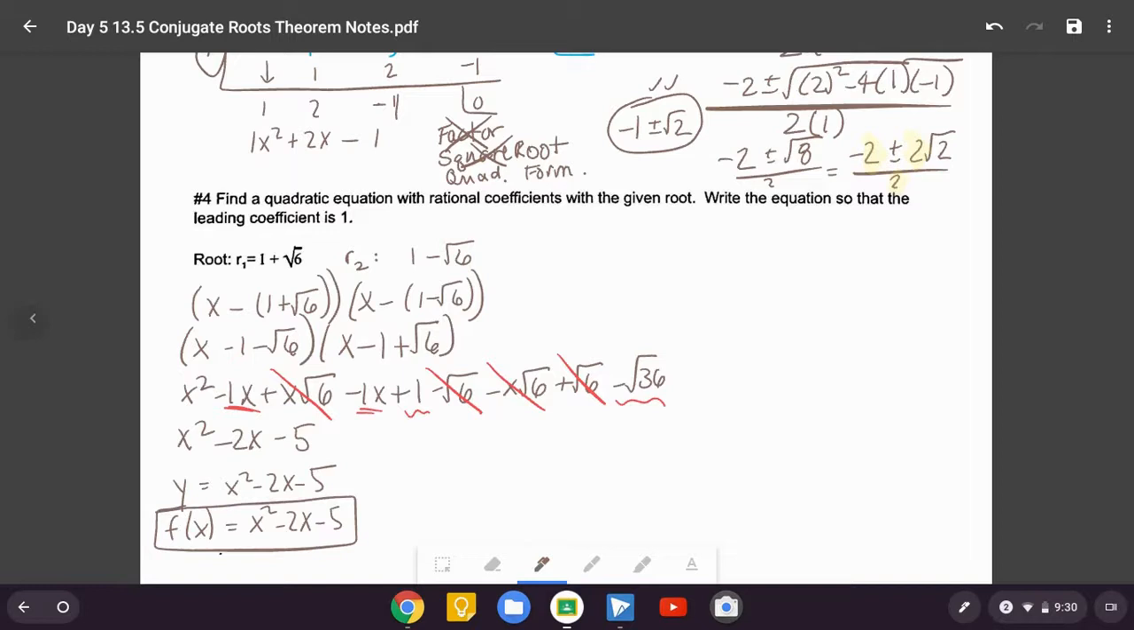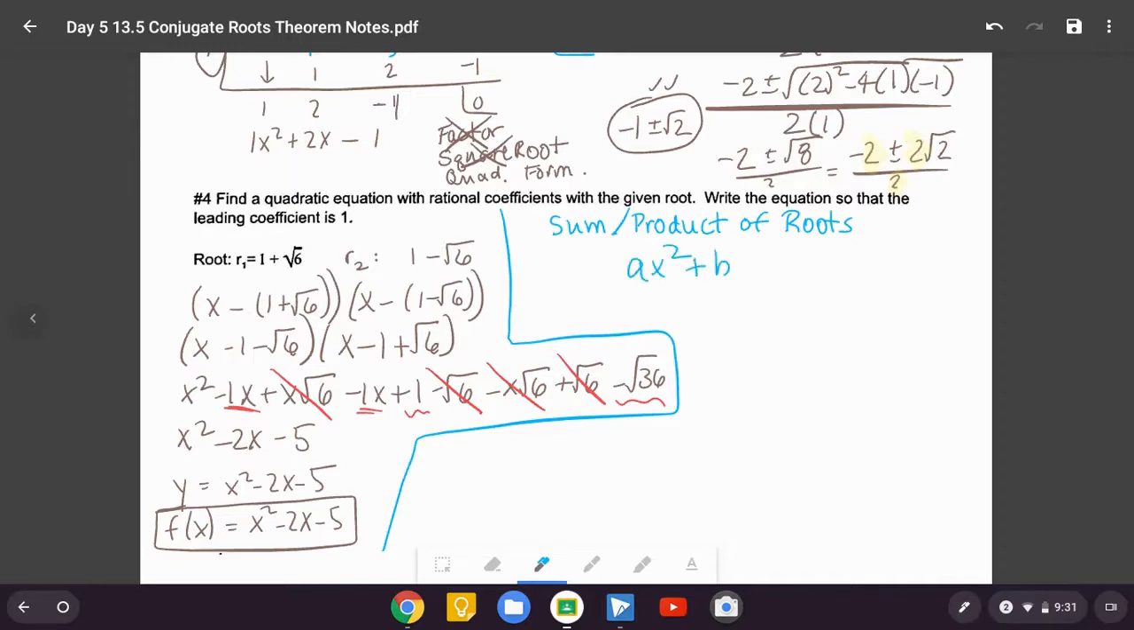All right, so that I would call method 1. And then let's do method 2. So method 2 involves the sum and product of the roots of a quadratic. So you know that a quadratic is ax squared plus bx plus c. If we recall from algebra 2, the sum of the roots should be the opposite of b, and the product of the roots should be exactly c.